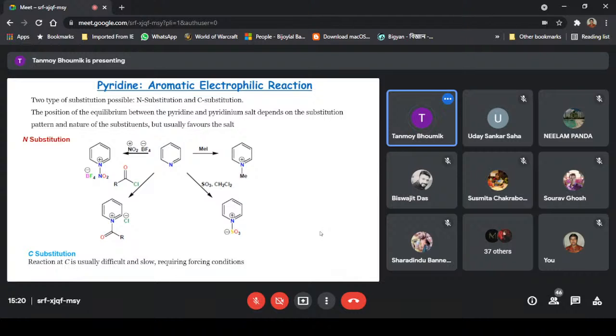Now, the substitution will be done with N2+ and BF4-. Methyl iodide always reacts with this nitrogen atom and forms the methylated nitrogen. And there is also sulfur trioxide. This sulfur trioxide is substituted at the nitrogen, and similarly with acetyl chloride, the same substitution occurs at the nitrogen atom.